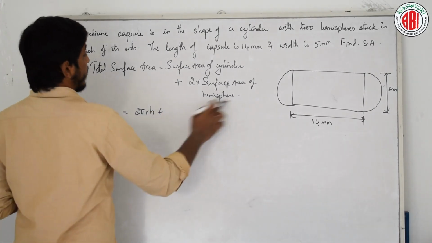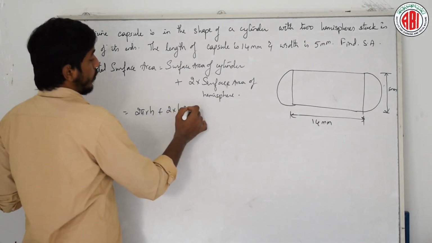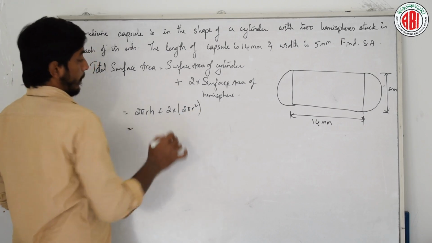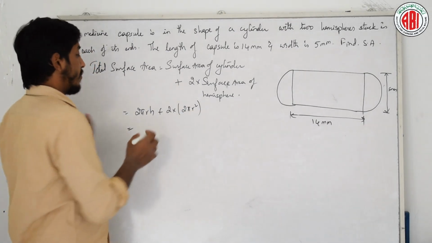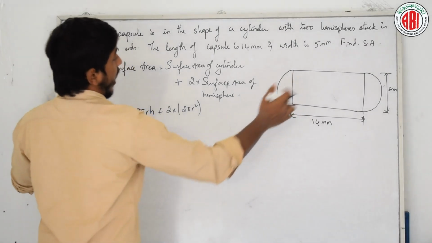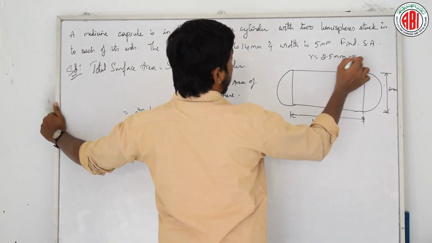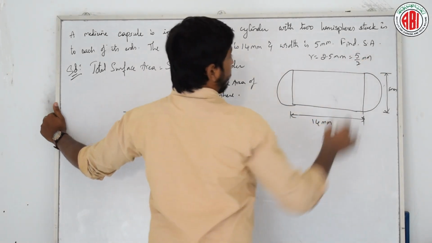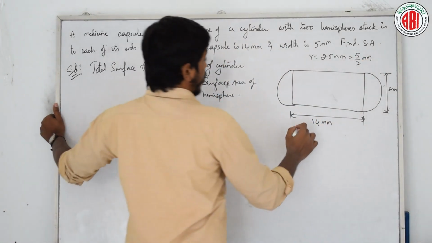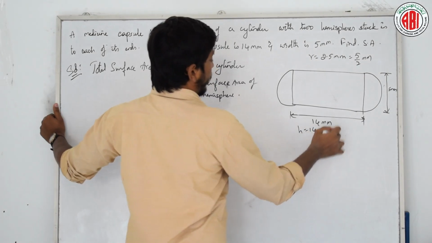What is the surface area of a hemisphere? 2 pi r square. Is it fine? Now tell me, what is r here? Given r is 2.5 mm. Let us write it as 5 by 2 mm only. Okay. What is h? h is 14 mm.